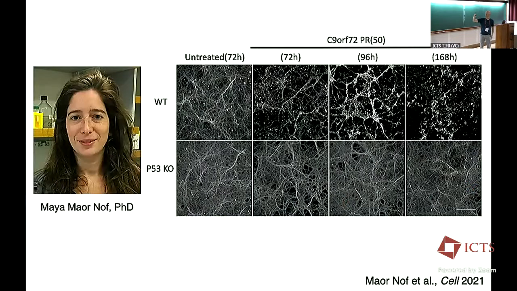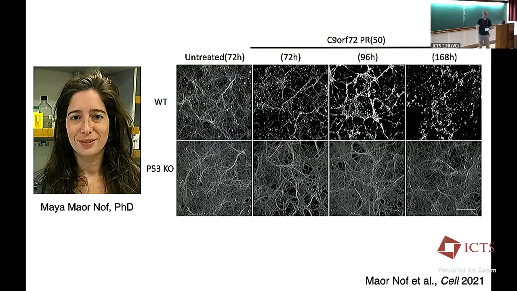We've extended our studies to mammalian neurons, and we found unexpectedly that the tumor suppressor gene P53 is required in neurons for toxicity from these dipeptide repeat proteins. The knockouts are completely resistant.